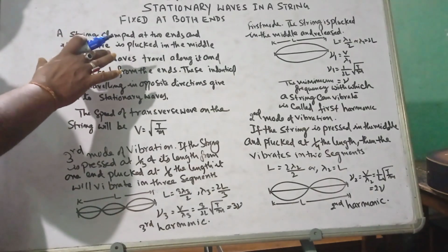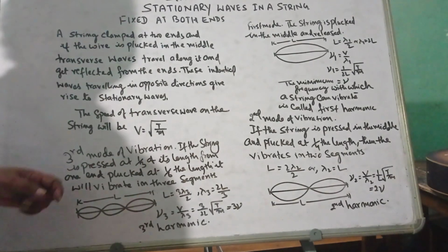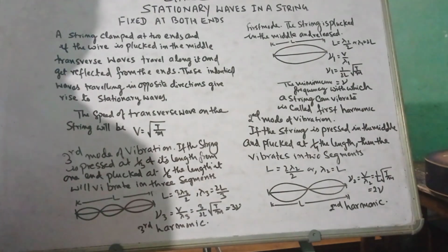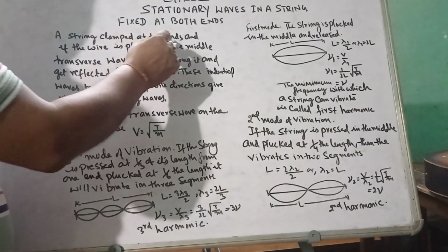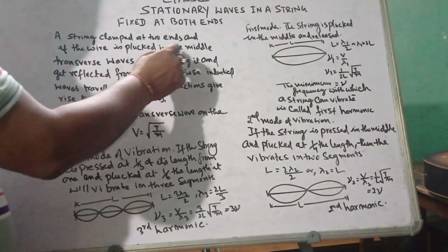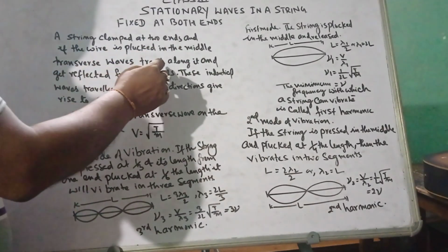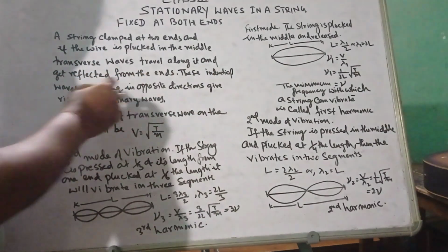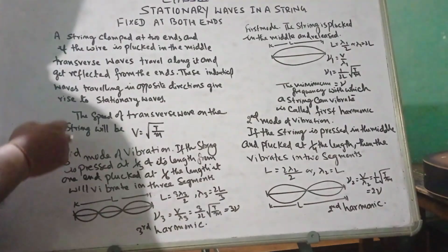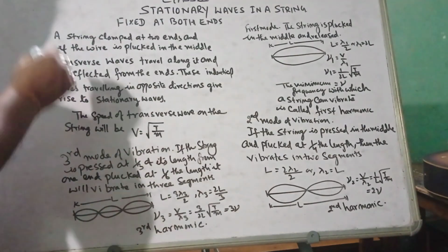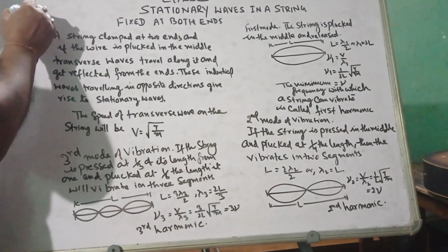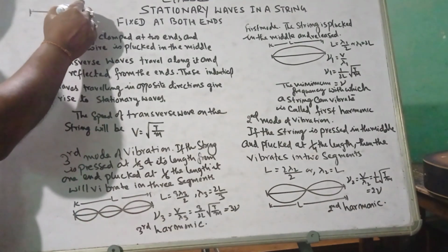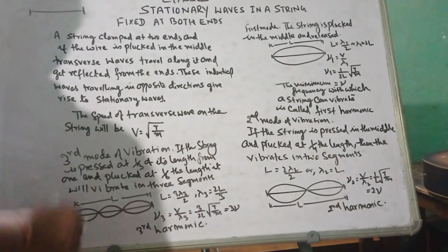how the practical application of stationary waves works. So this is a small theory. A string clamped at the two ends. If the wire is plucked in the middle, transverse waves travel along it. They reflect from the ends. These identical waves traveling in opposite directions give rise to stationary waves. That means in a guitar or in a violin, you will find that the string is fixed at two ends.